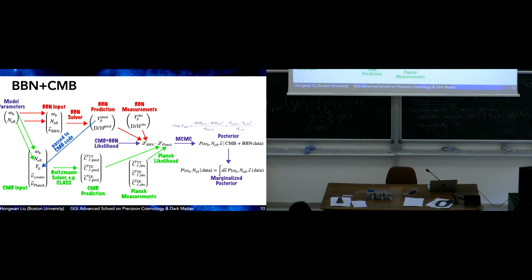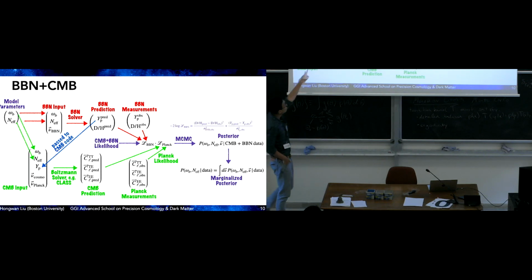First, there's the BBN part of the flow, which is the same as what I described above. So everything in red is very similar, and it just goes into the BBN likelihood there. And then you need the CMB likelihood, right? And so for the CMB likelihood, again, you have to pass the model parameters that you have up there as inputs into a Boltzmann solver-like CLASS.